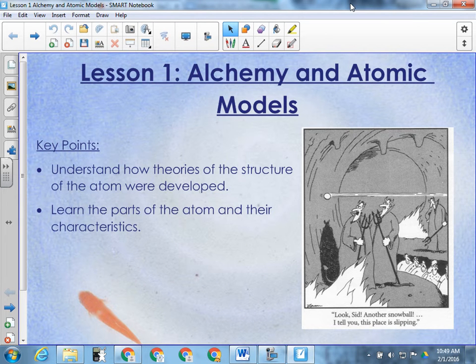All right, so we'll be starting out here with alchemy and atomic models, a little bit of history of the atom. Now, since you don't have the notes package yet, I do have the notes for this lesson photocopied for you, so I'll pass those out here.